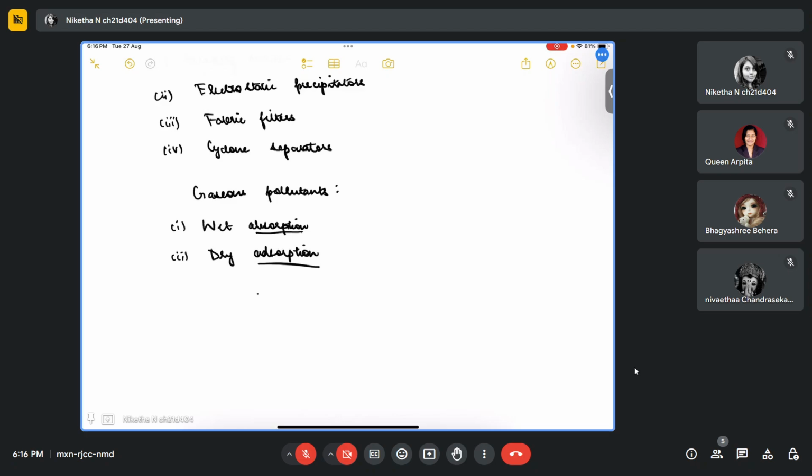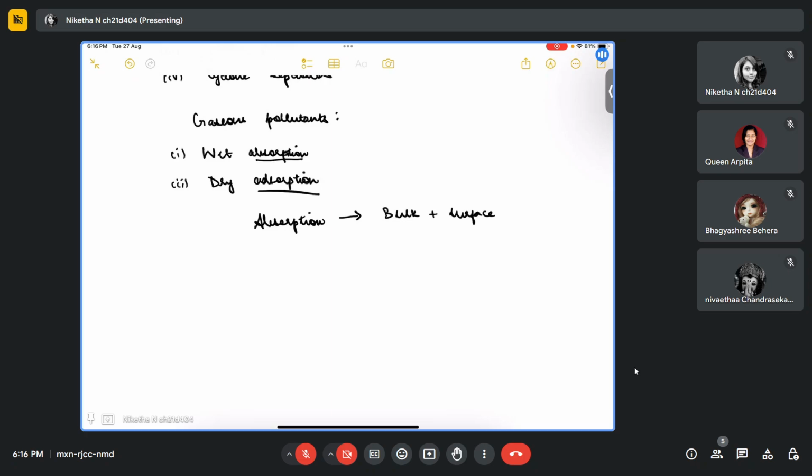Okay, so absorption takes place in the bulk, plus maybe a little on the surface. Like how you have a sponge and you put it in a bucket of water, the sponge will absorb all the water. So the water will be present inside the sponge, inside the bulk of the sponge. Whereas adsorption is a surface phenomenon.